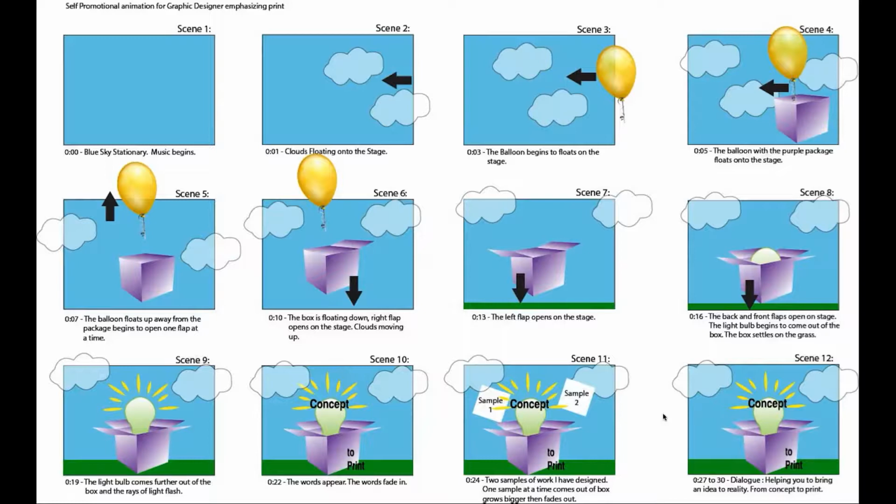To where then by scene 7, 8, 9, 10, 11, and 12, it starts floating up. The background can, to where that green comes in. Move phones up away from the package. Begins to open one flap at a time. The box is floating down. Right flap opens up the stage.